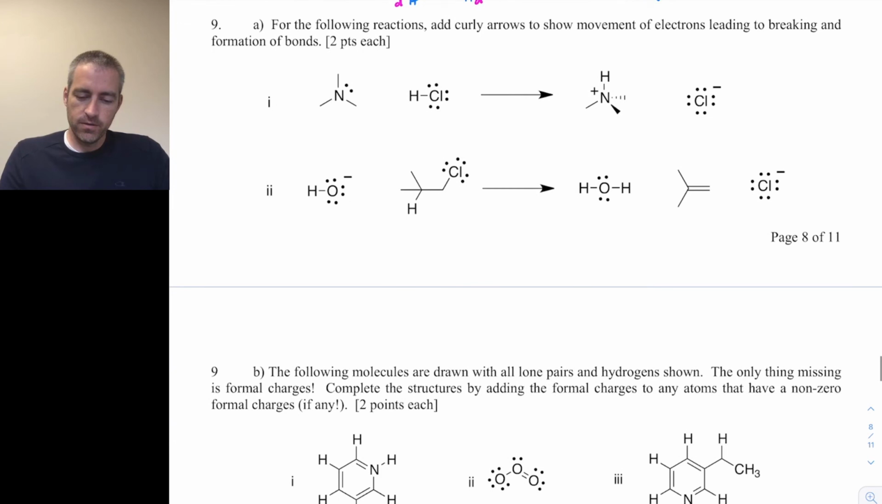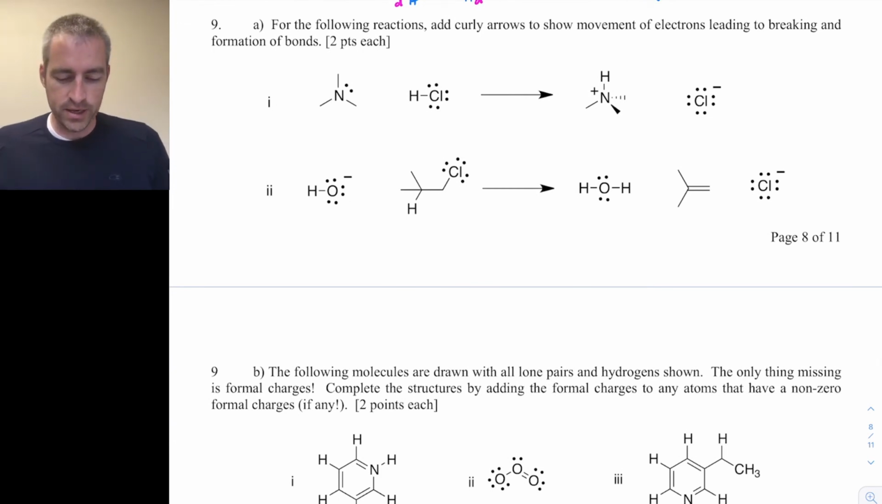Question 9, add curly arrows to show the movement of electrons leading to the breaking and formation of bonds. What you can see in the first example is trimethylamine reacting with HCl. What we notice is the nitrogen goes from 3 bonds to 4 bonds. It's picked up a hydrogen, it's made an additional bond, and it's lost a lone pair.